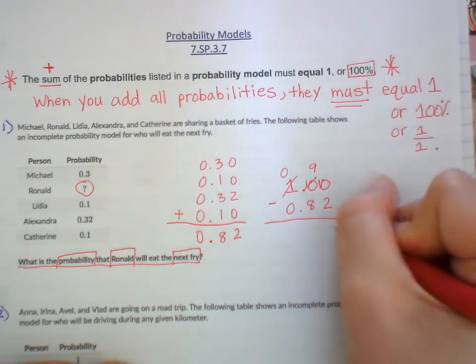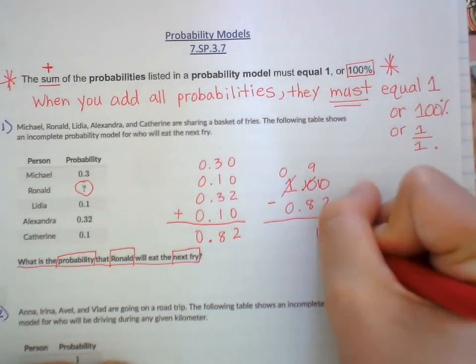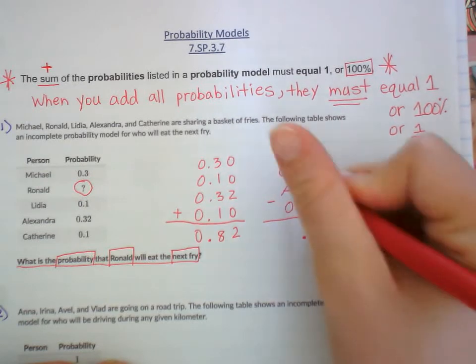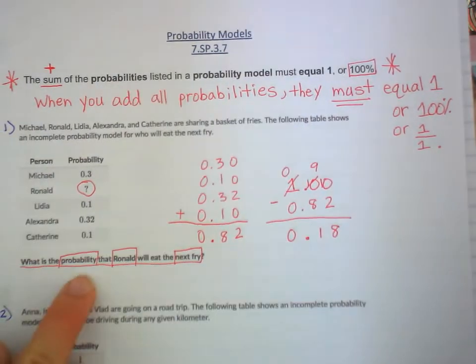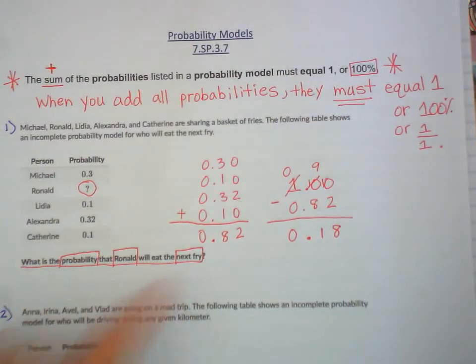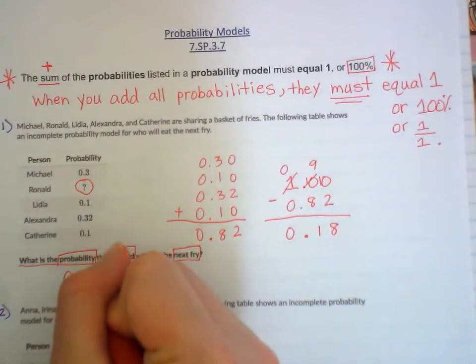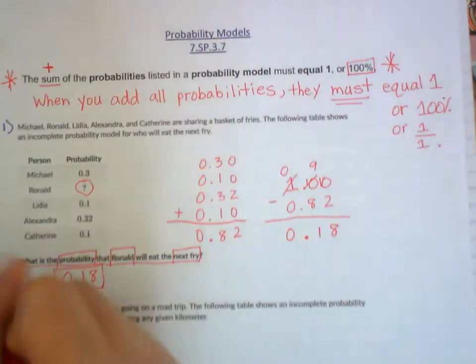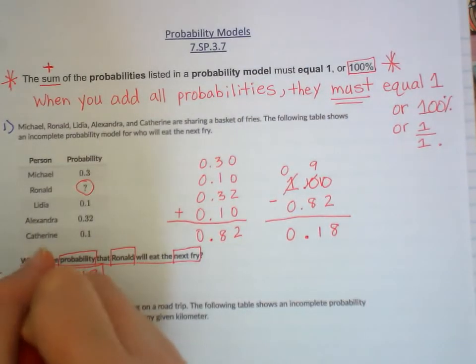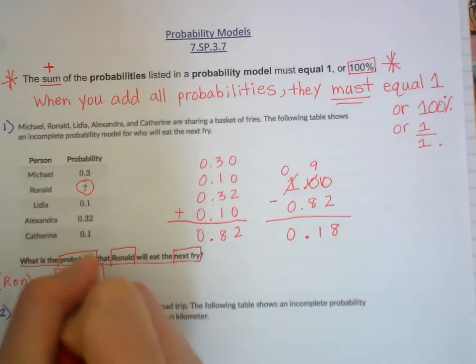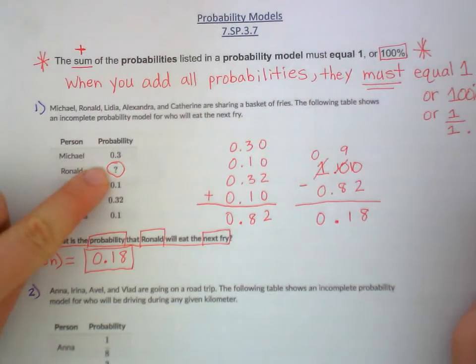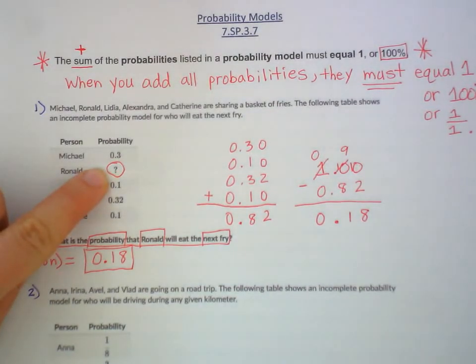10 minus 2 is 8. 9 minus 8 is 1. Bring down the decimal. 0. So what's the probability that Ronald will eat the next fry? 0.18. So, probability Ronald equals 0.18. So that means that 0.18 would go right here.